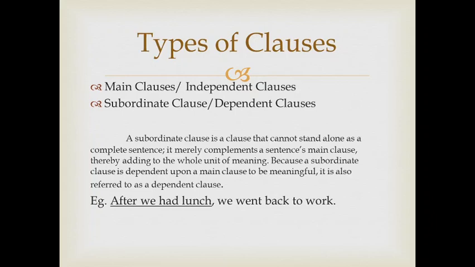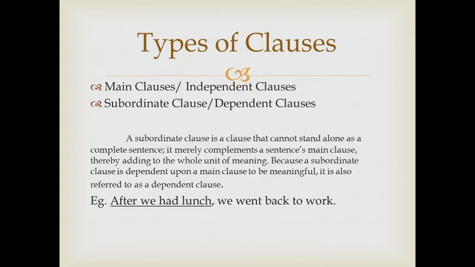Look at the example. After we had lunch, we went back to work. This is a sentence which can be called a complex sentence. In this sentence, the first part of the sentence, after we had lunch, is a dependent clause or a subordinate clause. After we had lunch is not giving a complete meaning. It gets a complete meaning only when it is added to the rest of the sentence. After we had lunch, we went back to work.